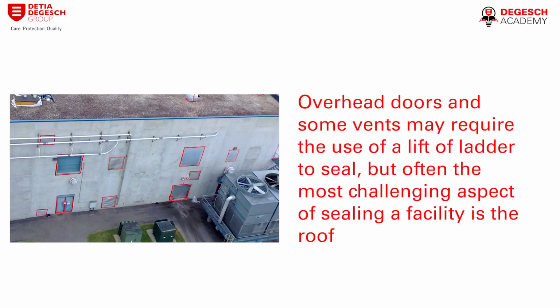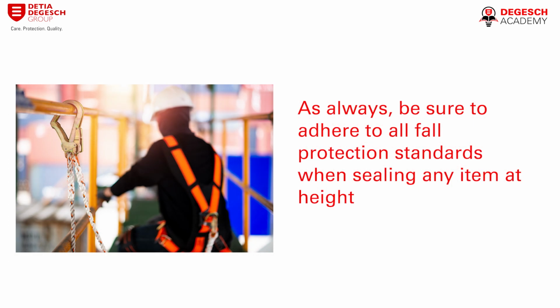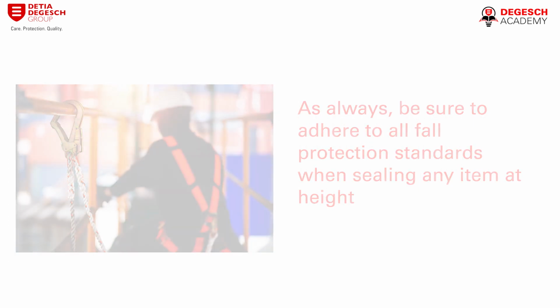Overhead doors and some side vents may require the use of a lift or ladder to seal, but often the most challenging aspect of sealing a facility is the roof. Most structures have vents and other items that will need to be sealed on the roof, so the use of a lift or ladder will likely be required. And as always, be sure to adhere to fall protection standards when sealing any item at height.